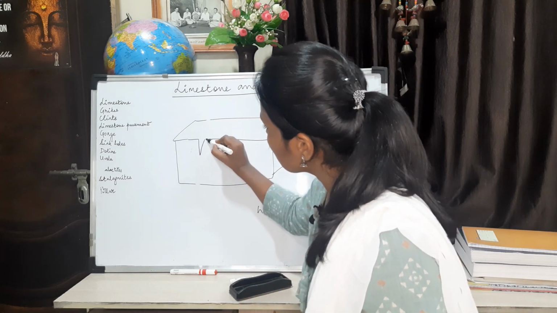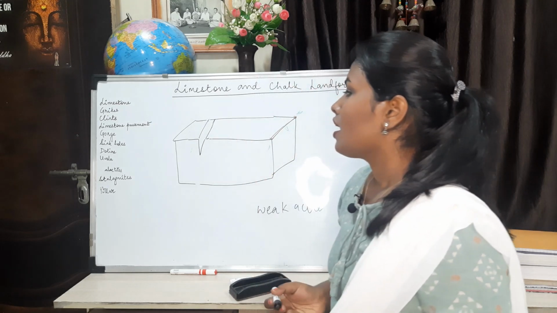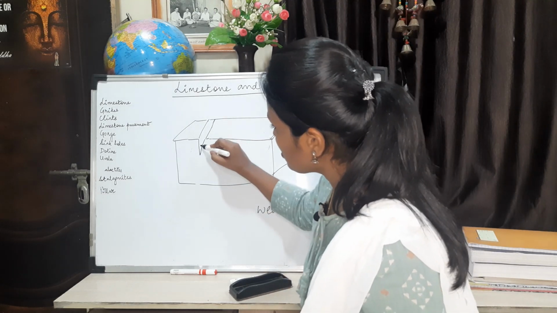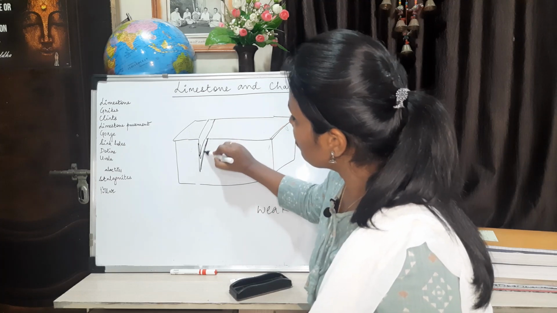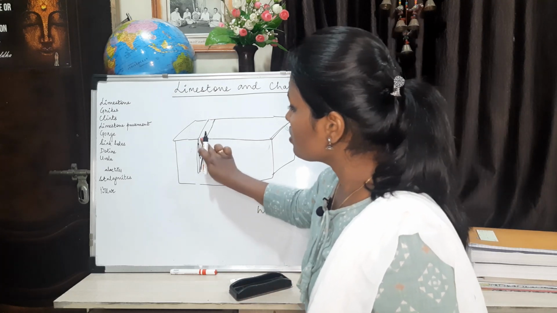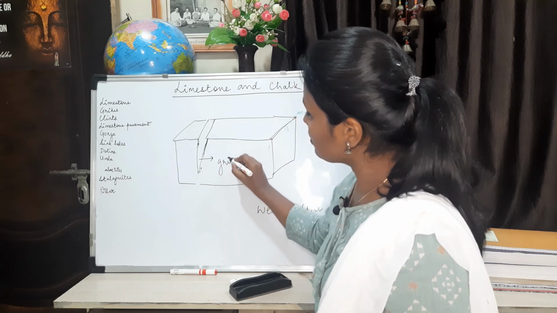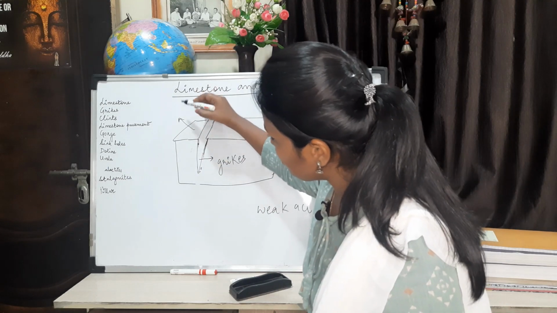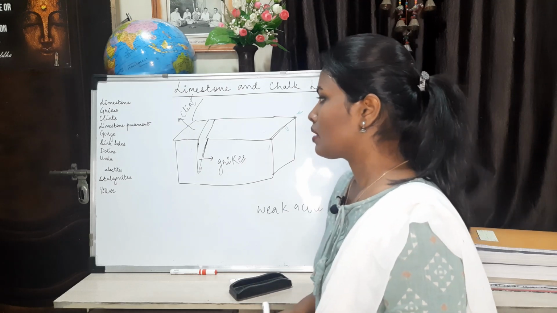As time passes, more water will seep into this and it will cause deeper valley-like depressions here. Now these depressions are called grikes. And the tabular part will be called clint. This is called clint.